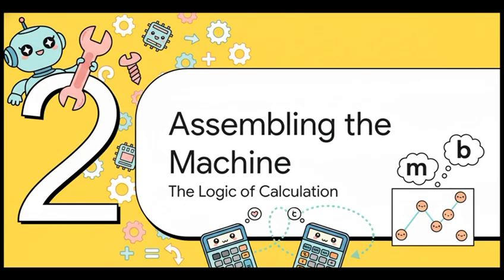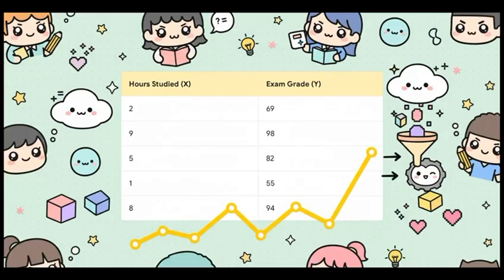All right, blueprint's ready. Time to get our hands dirty and actually assemble this thing. And it all comes down to calculating those two key numbers using our data. Every project needs raw materials. For us, it's data. A simple list, right? On one side, how many hours a student studied. On the other, the grade they got. This right here is the fuel for our machine.